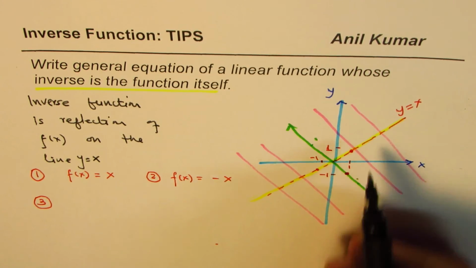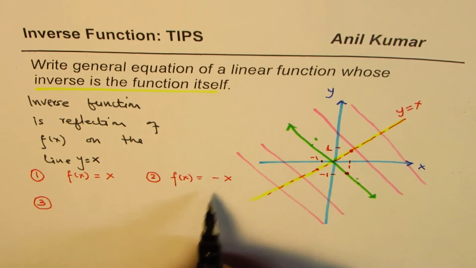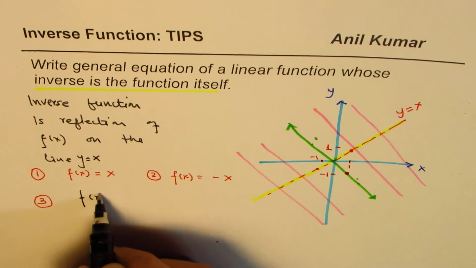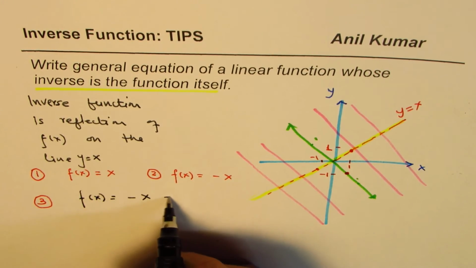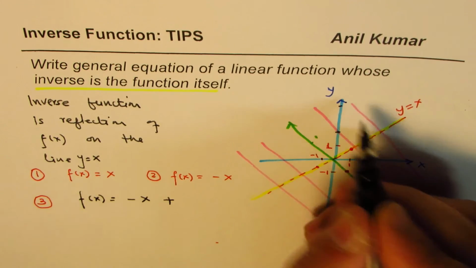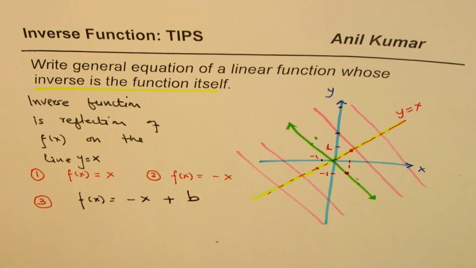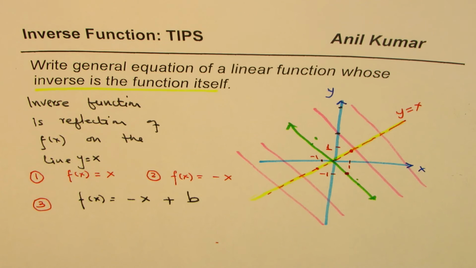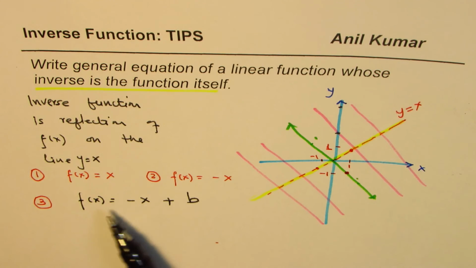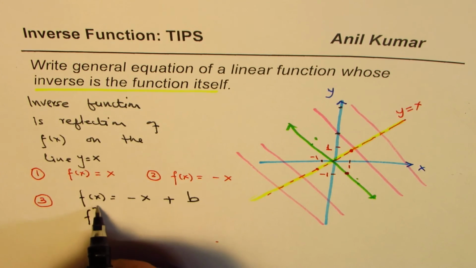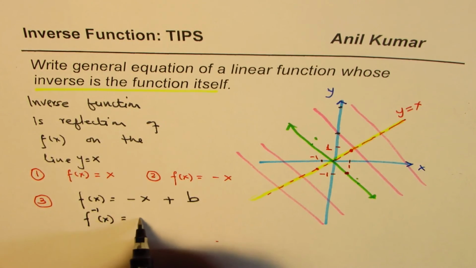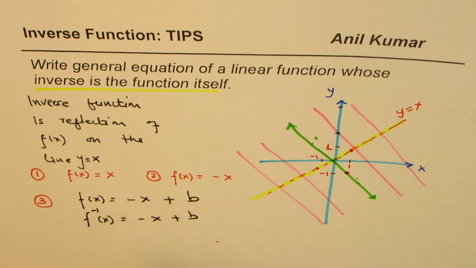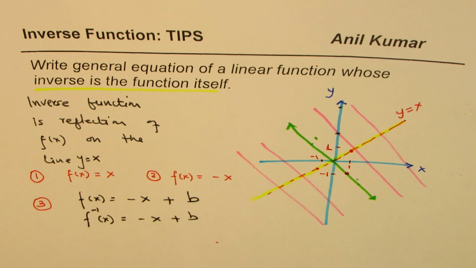The equation of these lines is that they have a slope of -1. So the line will be f of x equals minus x plus any y-intercept. It doesn't matter. Plus b. Do you see that? That becomes another equation of a line which will always be the inverse of itself. So if you find the inverse of this function, you get the same thing. What you get here is f inverse of x equals, again, minus x plus b. So try it out and check for yourself.